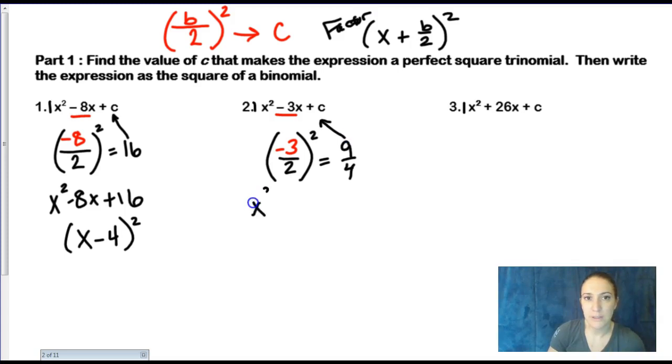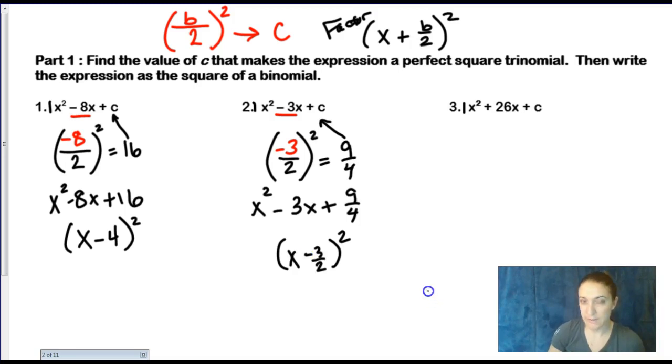So my new trinomial is x squared minus 3x plus 9/4. And then using my factoring pattern, it's x, and then remember, half of the b was -3/2. So x minus 3/2, quantity squared, is the factorization.